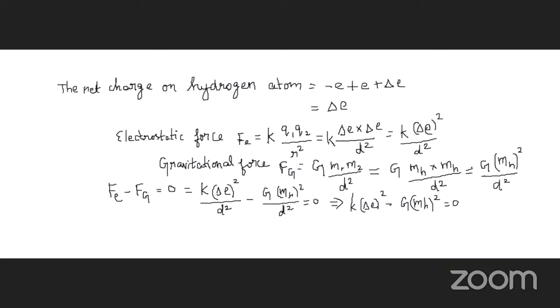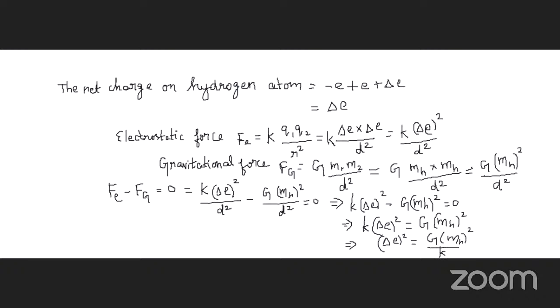So now we have to find out the order of delta E. For that, I am keeping delta E on the left hand side. So K into delta E the whole squared equal to G into MH the whole square. I need the value of delta E actually, so I can take K to the other side. So delta E whole squared equal to G into MH squared by K.